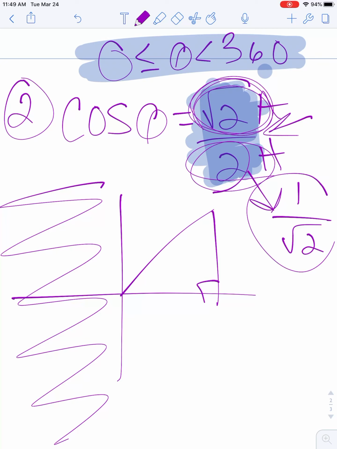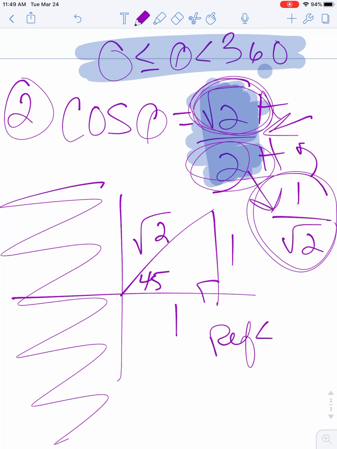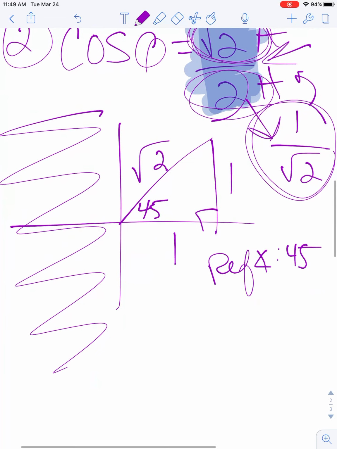If I rationalize this right here, I get that. So I'm good to go. My adjacent side is 1. My hypotenuse is root 2, and that looks more like what I'm used to. So that tells me the reference angle is 45. Is 45 an answer?